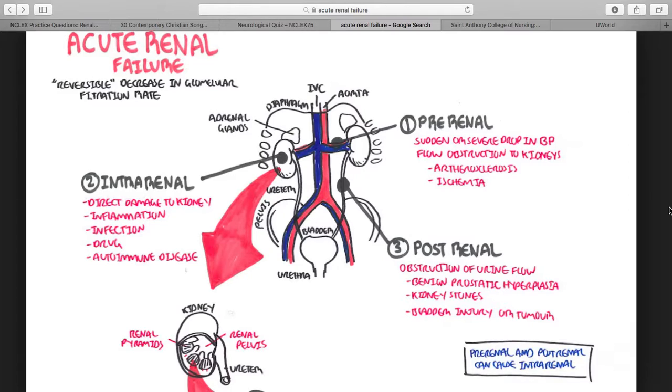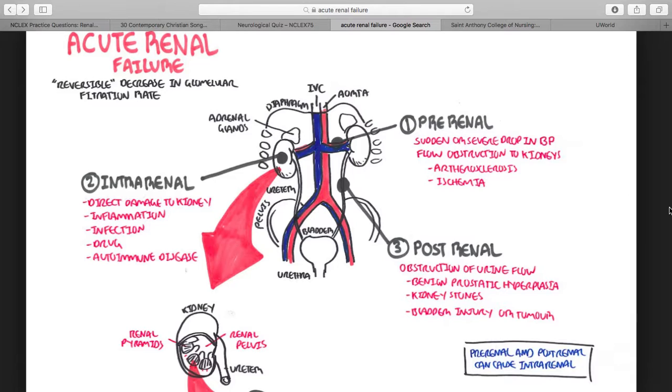And when you're in this type of failure, these are your labs: your BUN and your creatinine are going to be increased. Urine is not really going to be moving. You're going to have urine output decrease, your urine creatinine decrease, and urine specific gravity will either be fixed or high. So know these lab values. Your volume non-oliguric or oliguric, your osmolality will be low or fixed.